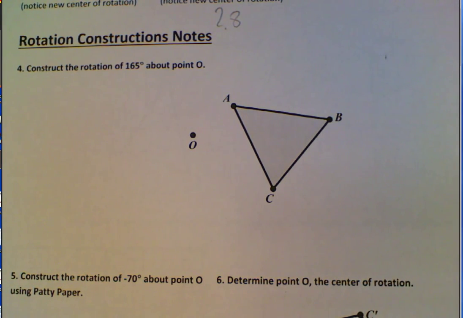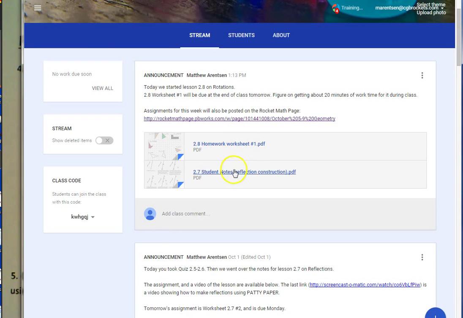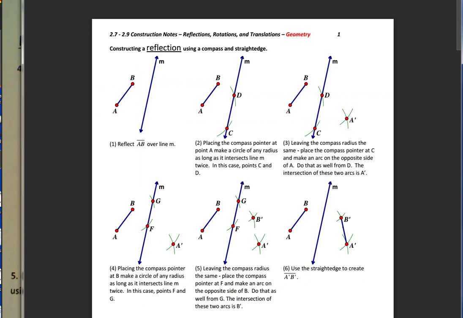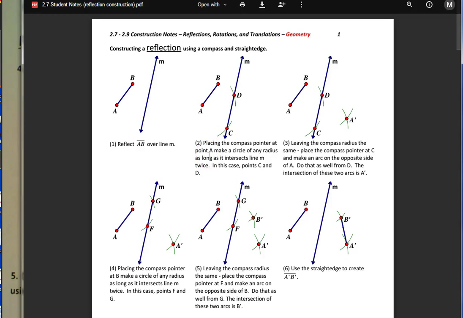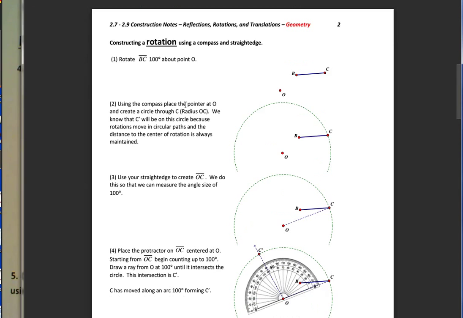If you go to Google Classroom and click on this link here, 2.7 notes, reflection and constructions, there's actually more than just reflections. You'll see this document and it has step-by-steps for all the constructions. So these are reflections. We're taking a look at rotations.